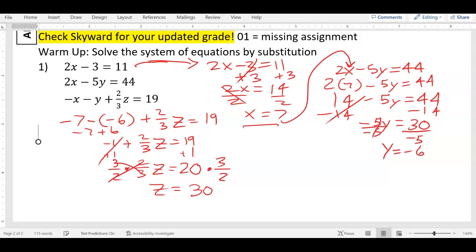Now, if I have x, y, and z, I got to put it as an ordered pair, x, comma, y, comma, z. Ta-da!